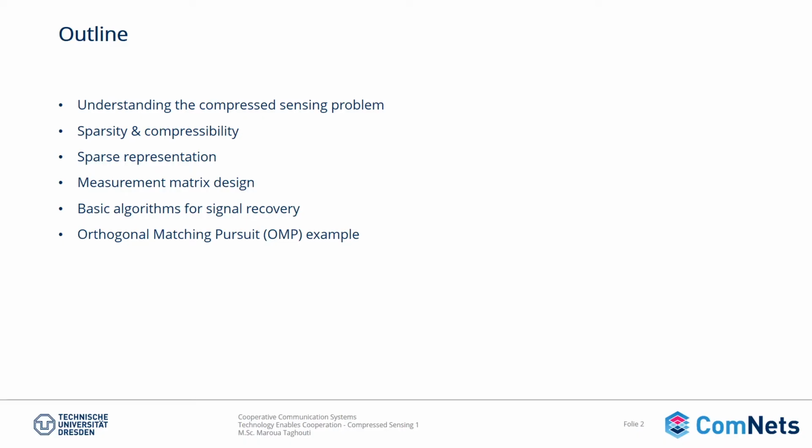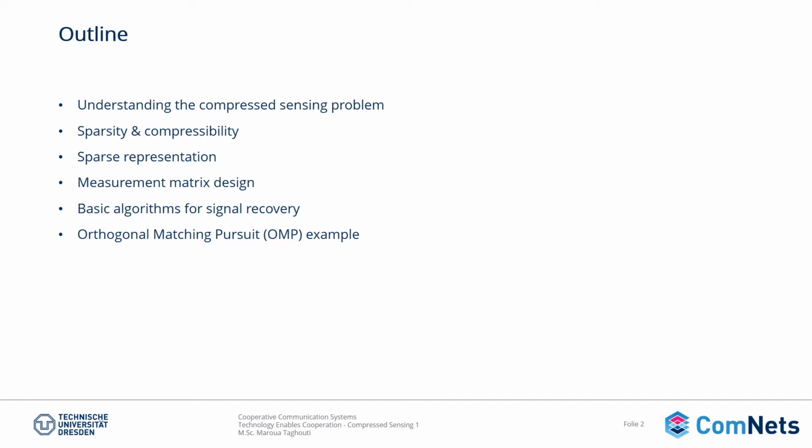And the outline of my talk would be, first, we would like to understand the problem of compressed sensing from different angles. And then we explain what is sparsity, and what is the relationship between sparsity and compressibility. Then we move to what we call sparse representation. And then we move to how we actually build or design the measurement matrix. Then we move to discuss some basic algorithms that we use for signal recovery for the compressed sensing problem.